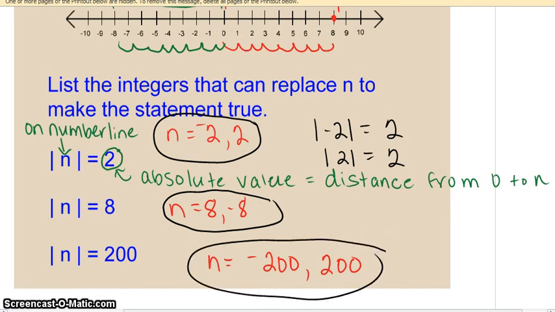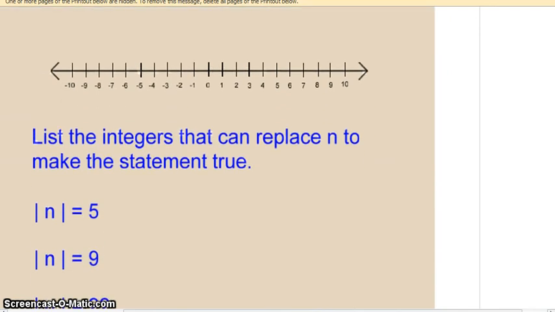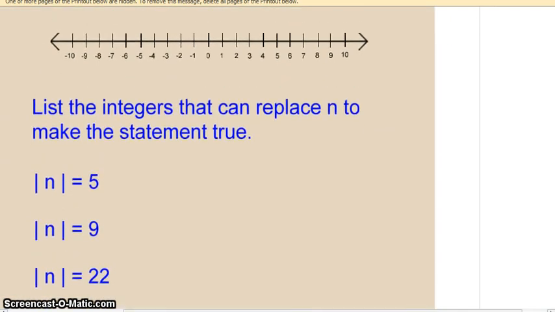We're going to take this a step further after you practice a couple of problems. So pause the video now and try these next 3 problems.